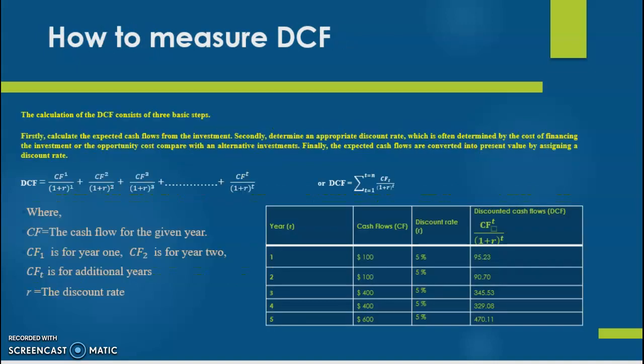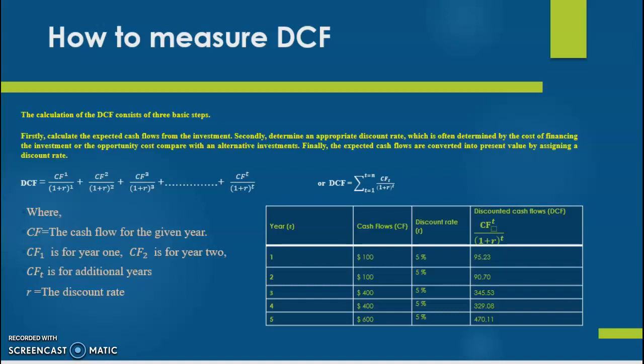To measure DCF, we require a discount rate, the number of periods or years, and expected cash flows for the particular period or year. In this example, we have 5-year future cash flow projections. Years 1 and 2 will generate $100 each year. Years 3 and 4 will generate $400 each year, and finally year 5 will generate $600. And the discount rate for the future cash flows is 5%.